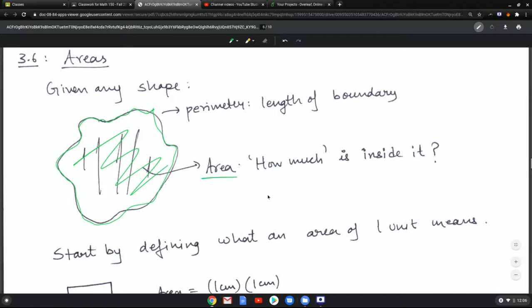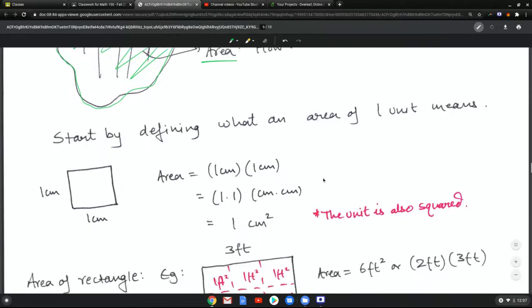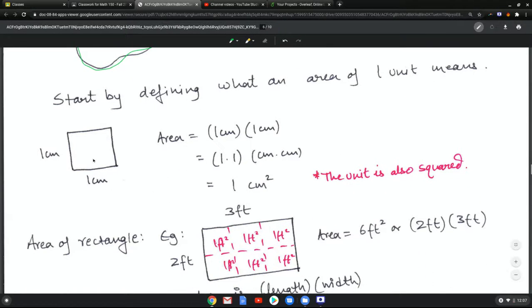And that's area. To do this, we start by defining what an area of 1 unit means. So I take a square, so all sides are equal, of 1 centimeter, 1 centimeter, and I define area as 1 centimeter times 1 centimeter, or the product of the two sides. Now these numbers multiply as 1 times 1, but the units also multiply. So you end up with 1 centimeter squared. So important here, units also multiply. So you're left with 3 centimeters squared.